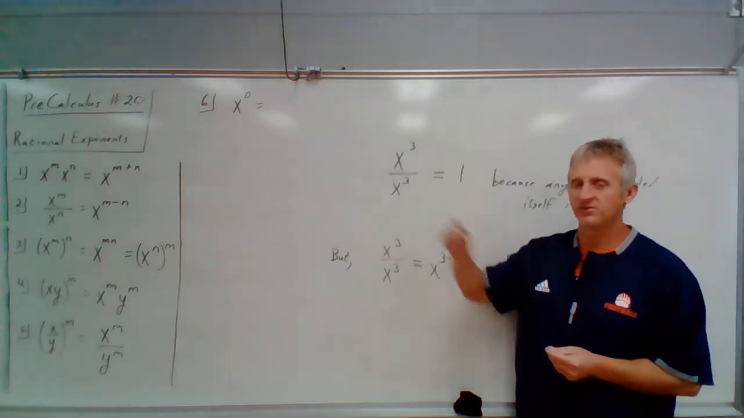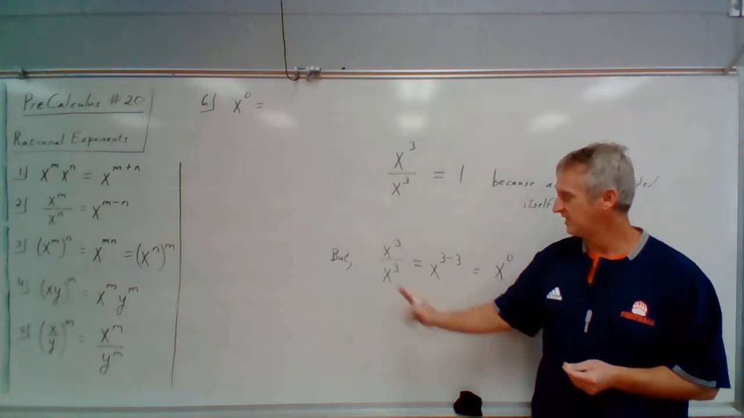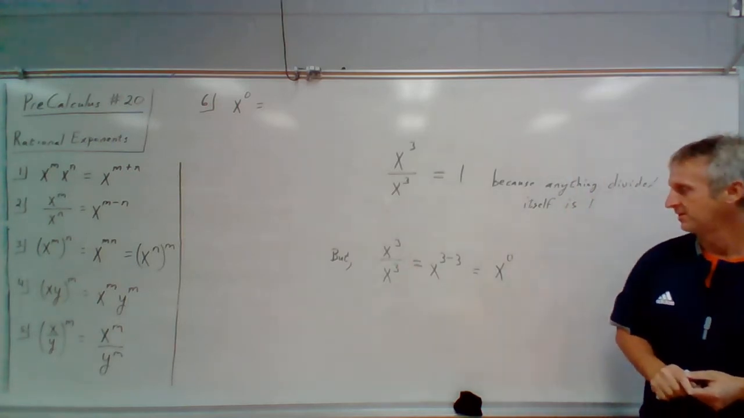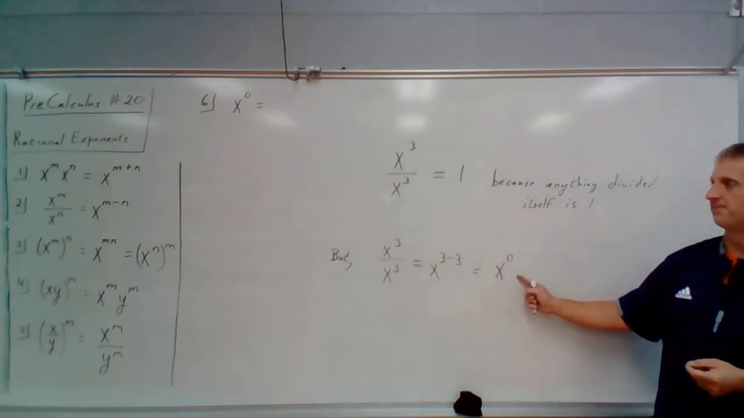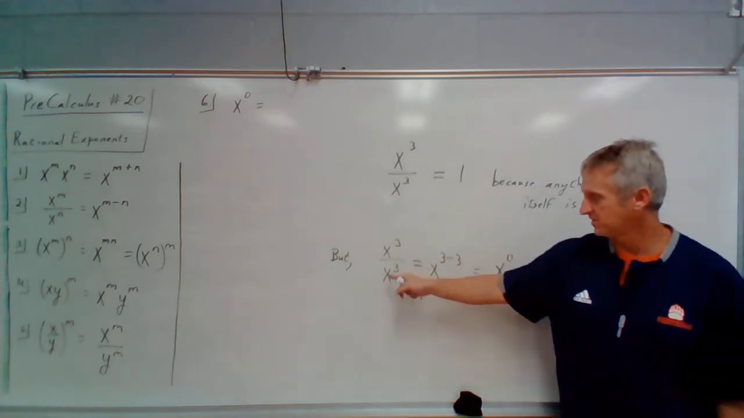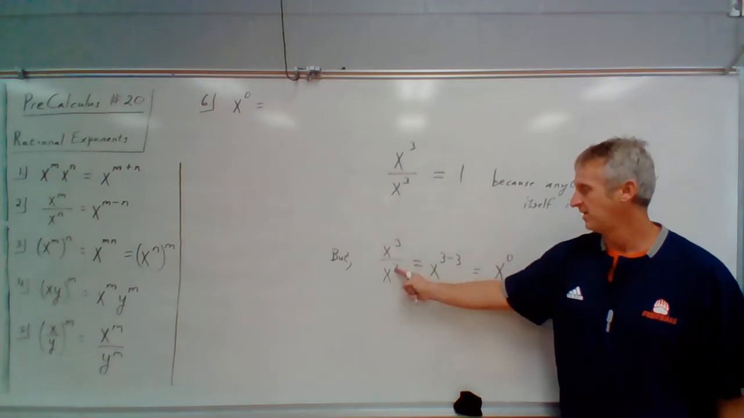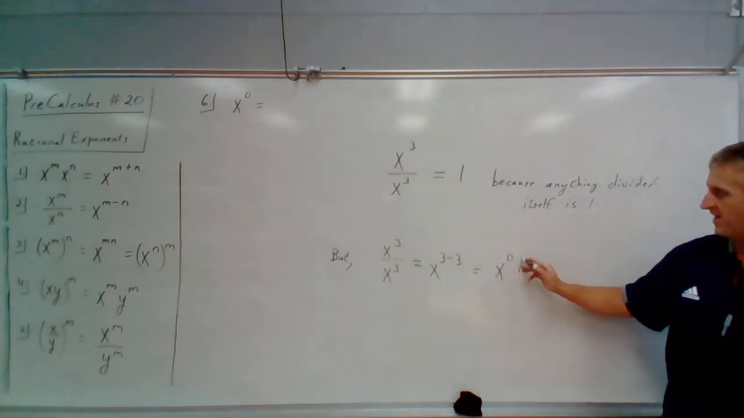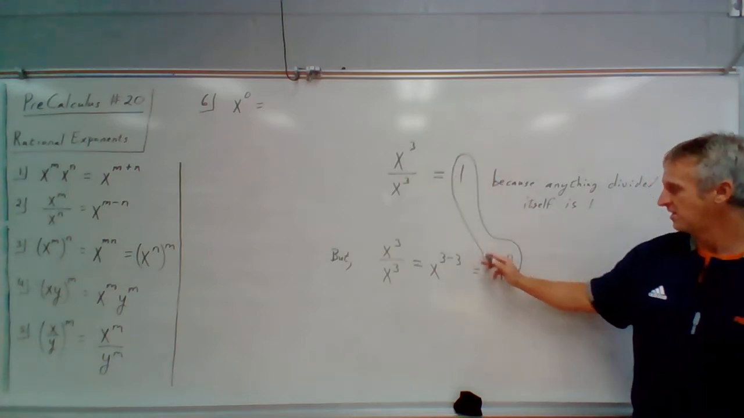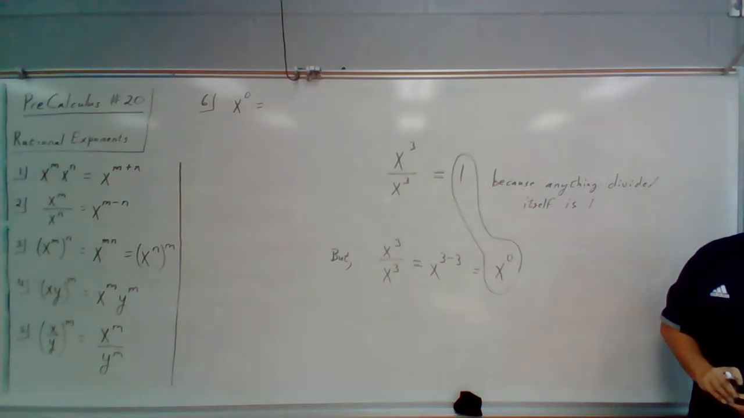But if we want rule number 2 to keep working, even if these exponents are the same, then this also has to be x to the 0. Okay, so x to the third divided by x to the third is 1, but it's also equal to x to the 0 by rule number 2. That means that x to the 0 has to be 1.